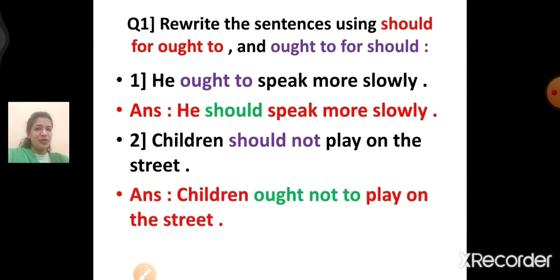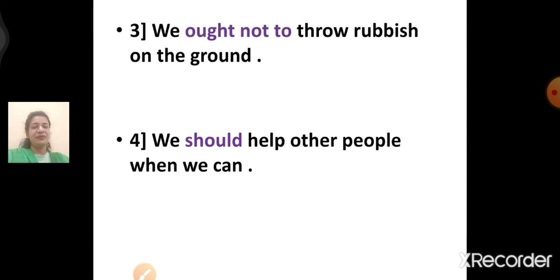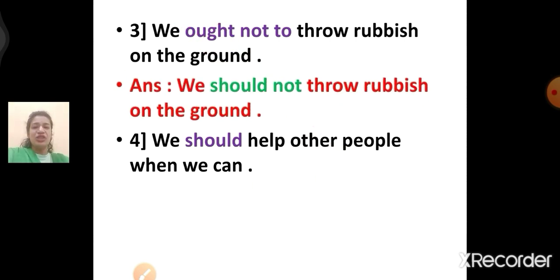Now yes, both the answers are there in front of you. He ought to speak more slowly. He should speak more slowly. Children should not play on the street. Children ought not to play on the street. Third one, we ought not to throw rubbish on the ground. Yes, we should not throw rubbish on the ground.